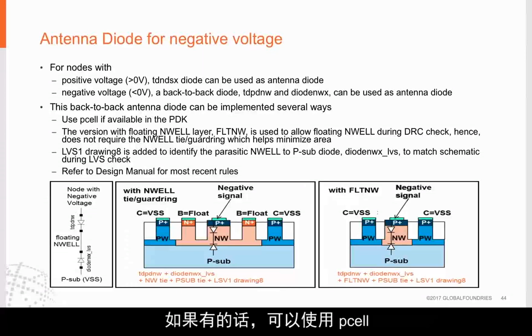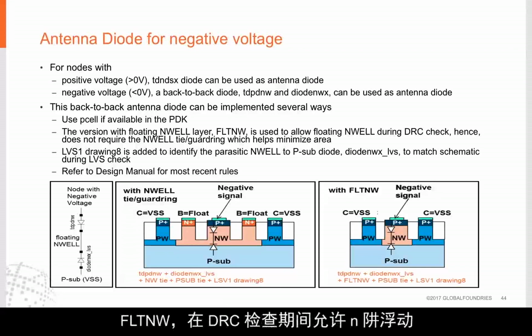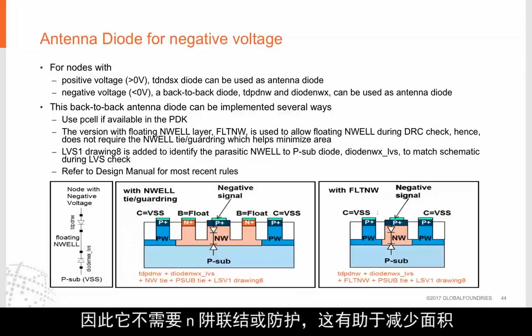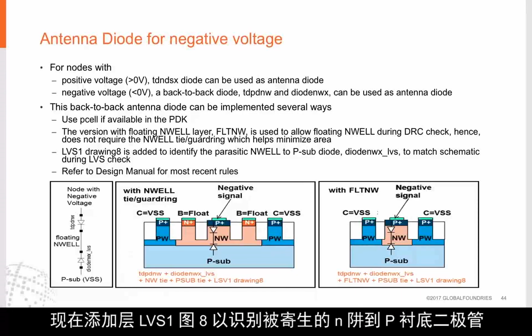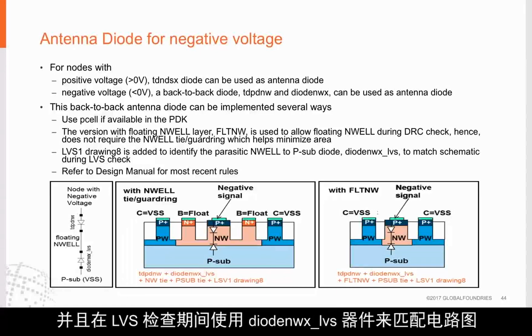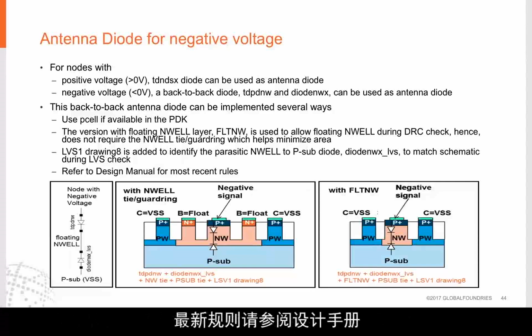You can use a P-cell if it's available. There's a version with floating N-well, FLT-NW, and that is used to allow floating N-well during DRC check, and hence it doesn't require the N-well tie or the guard ring, which helps minimize the area. Now, the layer purpose pair LVS1 drawing 8 is added to identify the parasitic N-well to P-substrate diode, and the diode NWX LVS device is used to match the schematic during LVS check. You should refer to the design manual for the most recent rules.